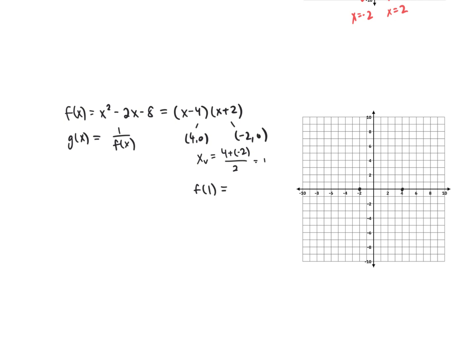So 1 minus 2 minus 8 is -9. I'm going to plot that point here. Okay, now I could just connect the dots right here, but because the a value is 1, I know that the function isn't going to be stretched or anything. So whatever that original step pattern of a parabola is, which is 1, 3, 5, applies to this.